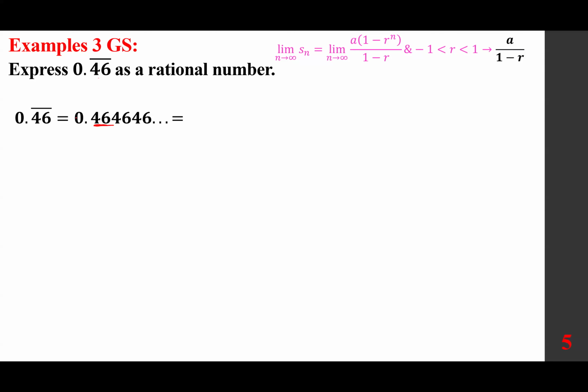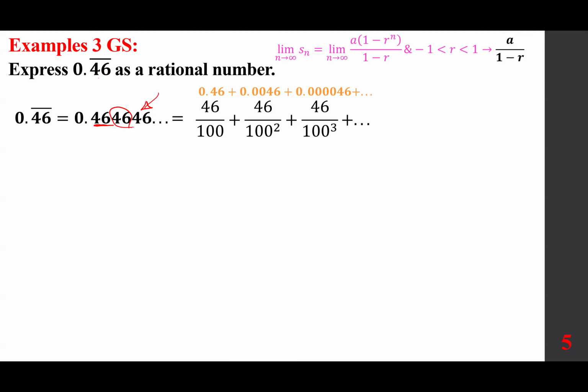This part is 46 over 100, or 0.46. This part is 0.0046, or 46 over 100 squared. And this part is 46 over 100 cubed, or 0.000046. So whether you go with the rational format, fractional format, or decimal format makes no difference. Needless to say, we can simplify this, but on purpose, I like to keep it intact because I want you to know where the numbers are coming from.